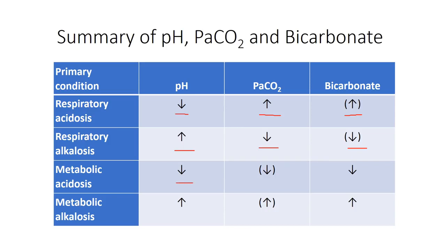Metabolic acidosis is a low pH secondary to a low bicarbonate. The respiratory system may compensate and you get a reduction in the CO2. Metabolic alkalosis is a high pH with a high bicarbonate level, and you may get compensation in the respiratory system with an increase in the arterial pressure of CO2.